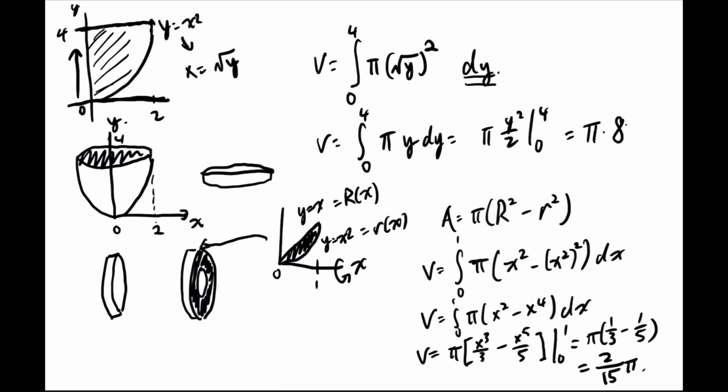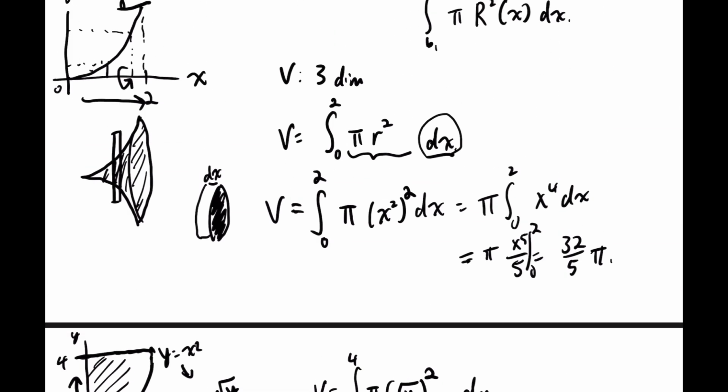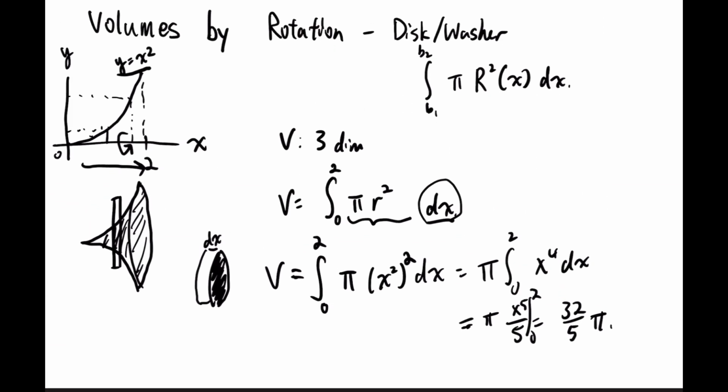So that's an example of disk and washer where you just have a shape bounded by two different functions, right? So now each of your cross sections has a hole in the middle compared to just a solid cylinder. So that's the disk and washer method for volumes by rotation. And next time we'll be covering the shell method, which is a little bit different.